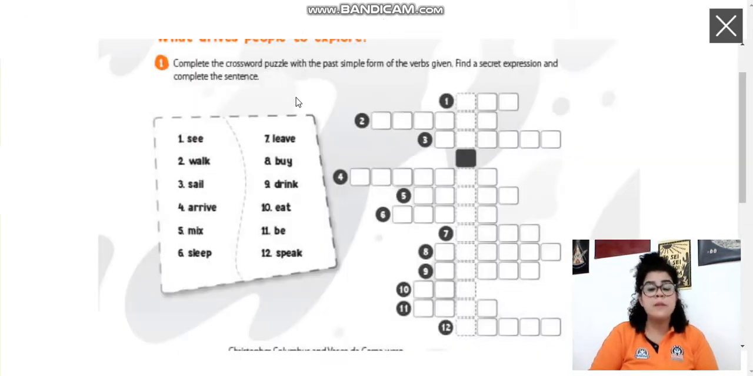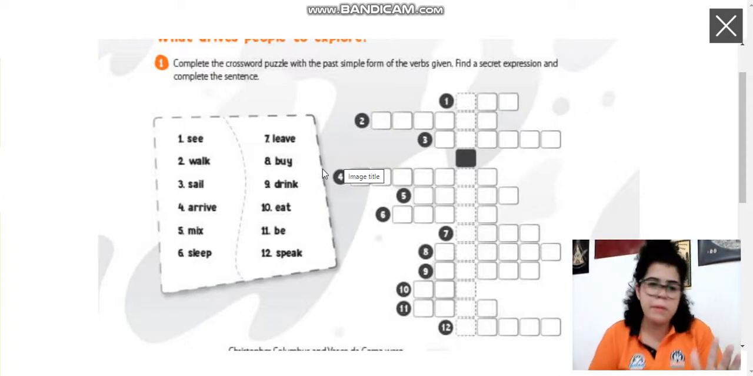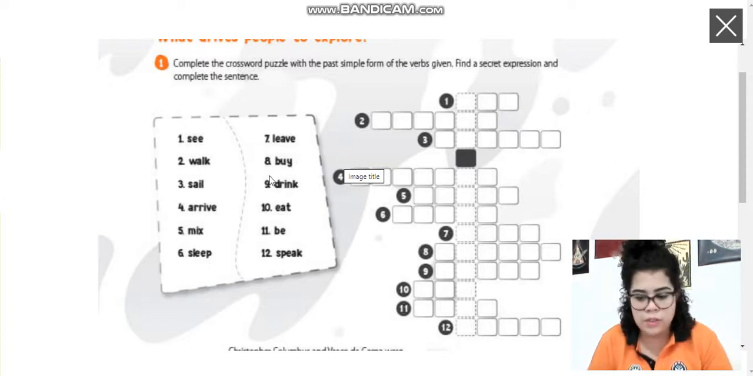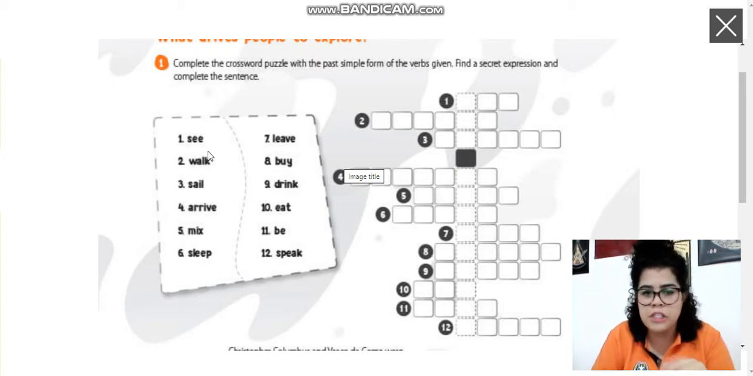Oh, and what if I didn't find the verb in the irregular verb list? Probably it's a regular verb and you're going to use the -ed, okay? So please pay attention to this. Don't put -ed in all verbs, because here we have regular and irregular verbs, okay?